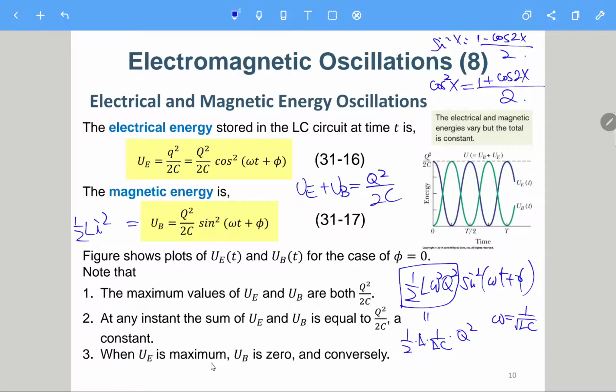So when UE is maximum, UB is 0, and conversely. Because they just add up to a constant and the energy cannot be negative, either one is maximized and the other one is 0, and conversely.